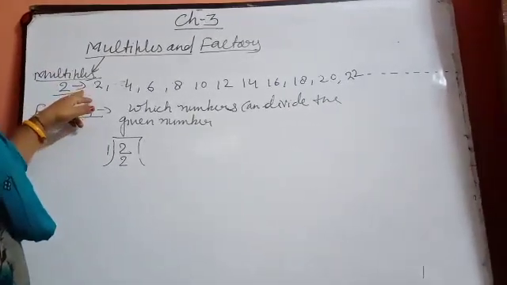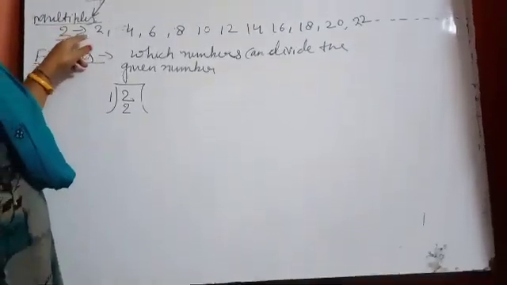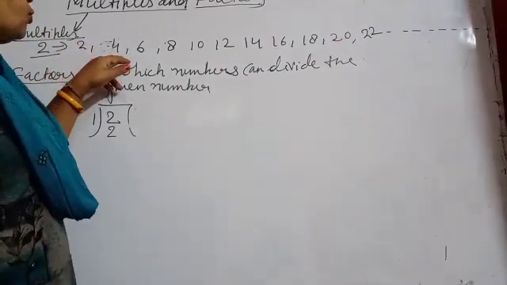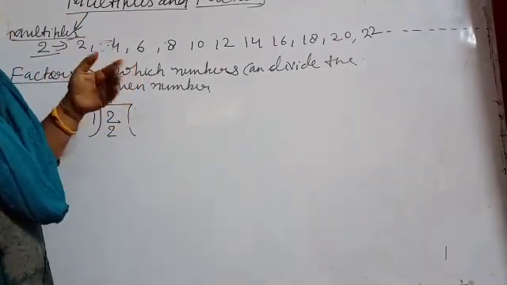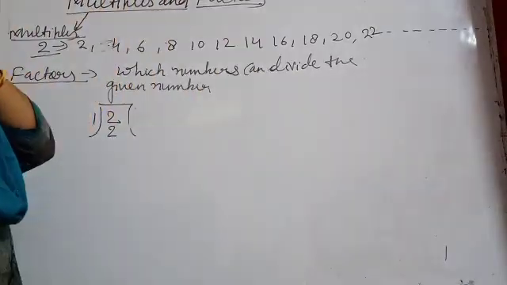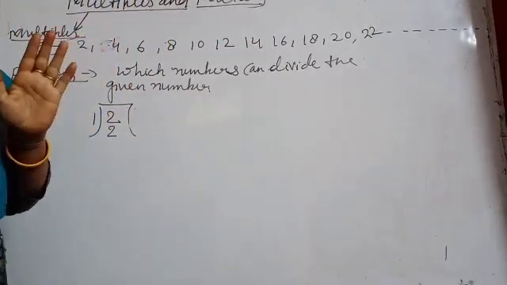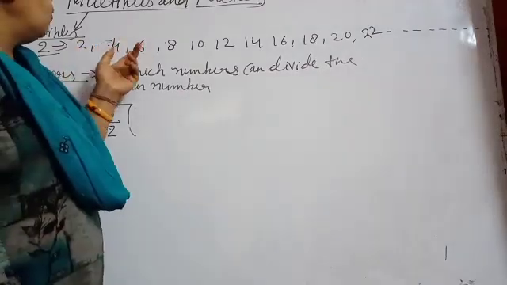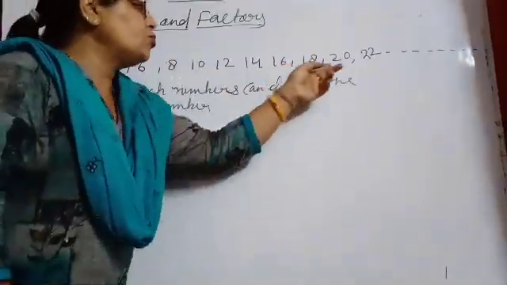What are multiples? If I would like to take the multiples of 2, how can we calculate them? Table of 2, but not up to 20, further also. So there are infinite multiples of any number. 2, 4, 6, 8, 10 and so on.